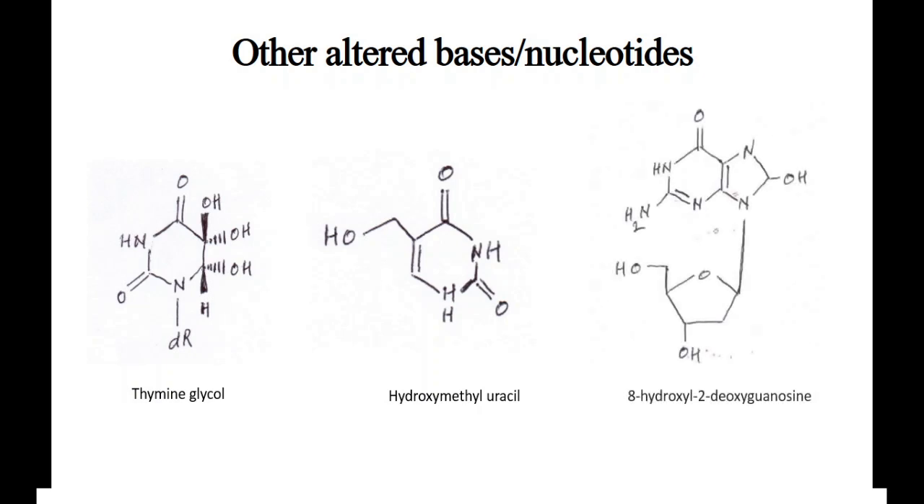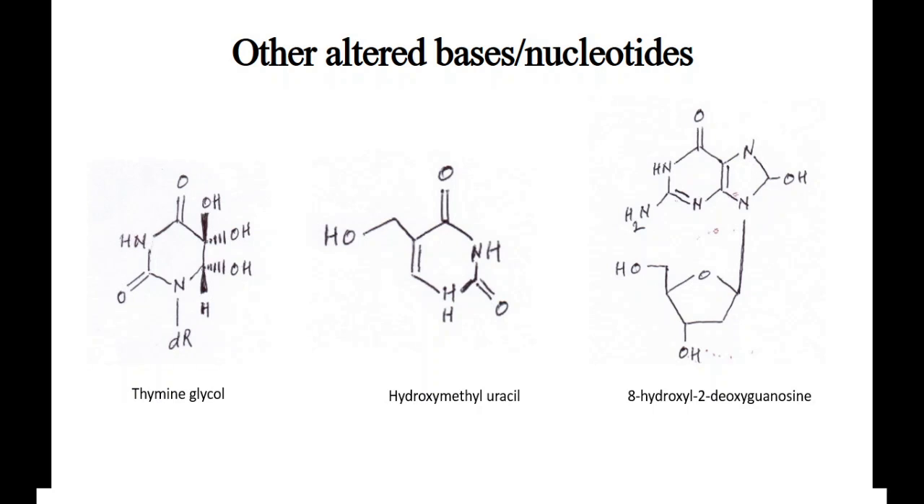Then we have 8-hydroxy-2-deoxyguanosine. So what we now know is that oxidative environment leads to generation of altered bases in the DNA. But let us not forget that the cells do have a surveillance and repair system in place that is going to detect these altered nucleotides in the DNA and remove these lesions.